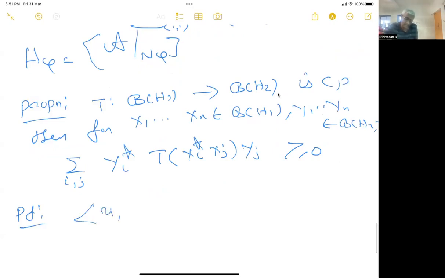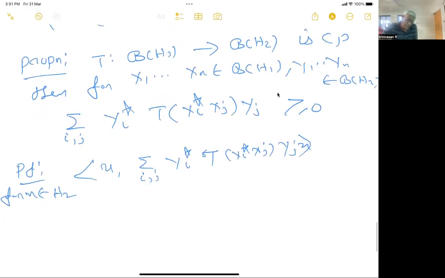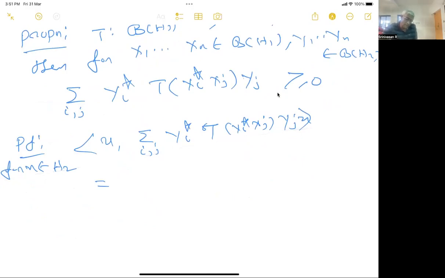We just have to check this is true for all u, for any arbitrary u in H2. This map is whatever the resultant map, that is in H2. So the inner product of u with summation ij yi star T of xi star xj yj u has to be positive. That's what you have to show. Now this is equal to, you can bring the summation out, summation over i.